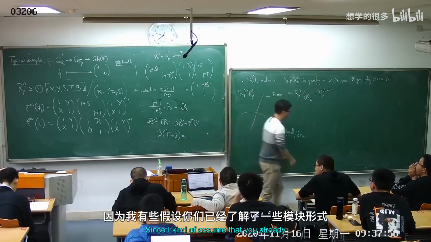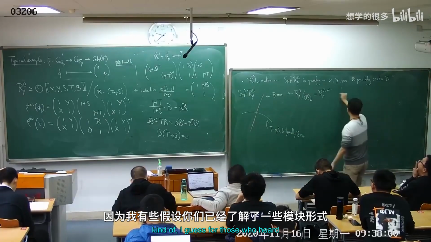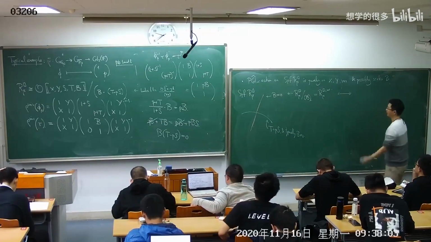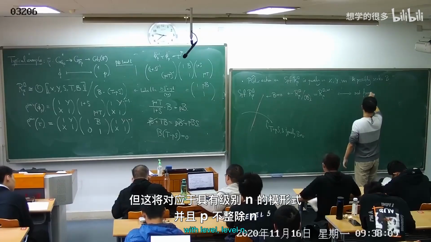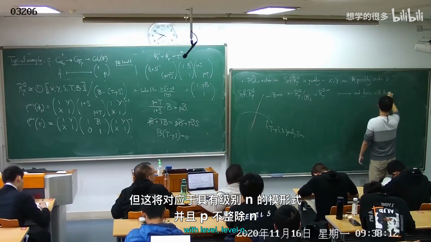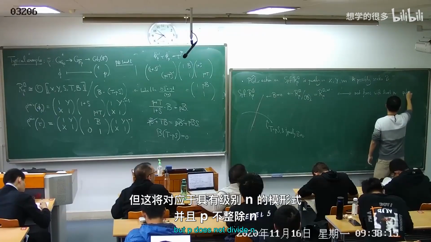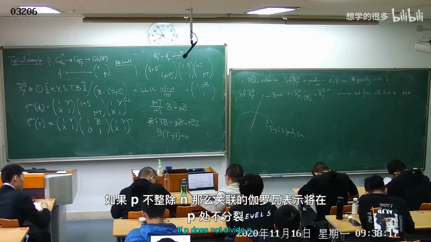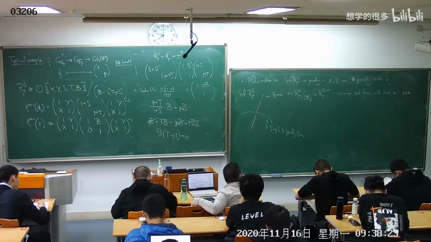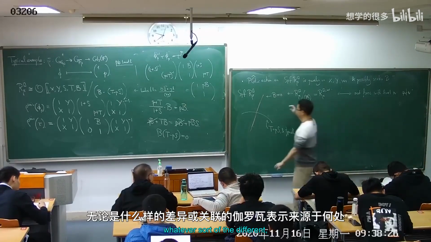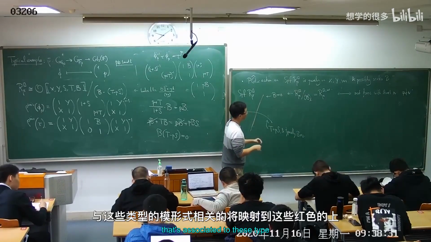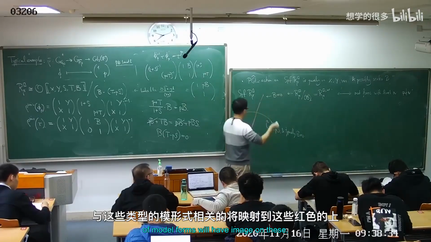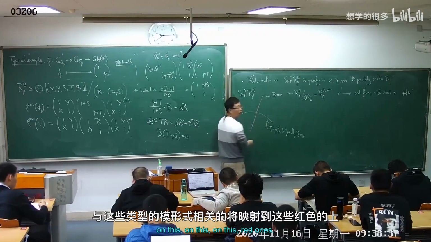For those who have heard a little bit of modular forms, this will correspond to modular forms with level n, but p does not divide n. If p does not divide n, the associated Galois representation will be unramified at p. So the Galois representation associated to these types of modular forms will have image on these red ones.